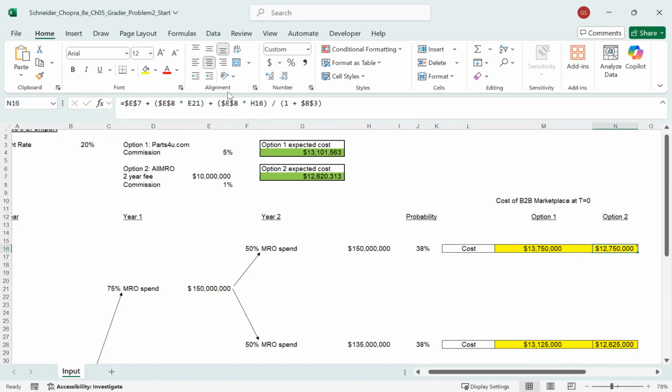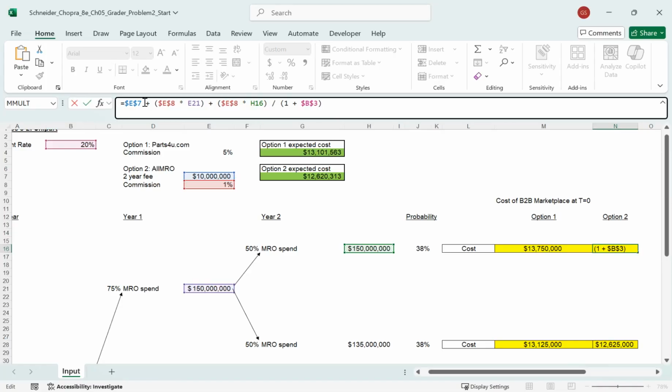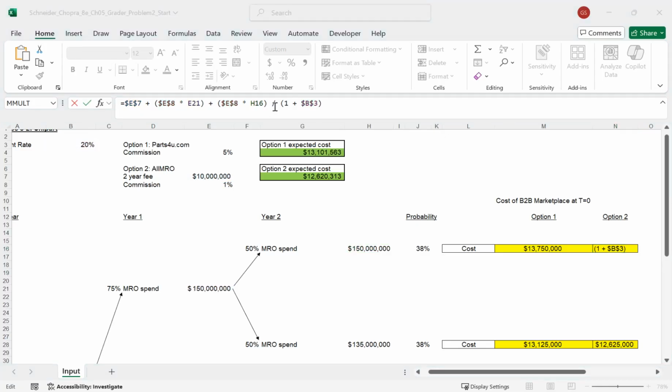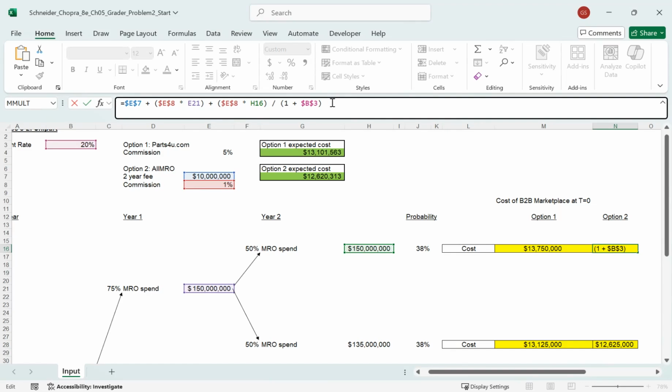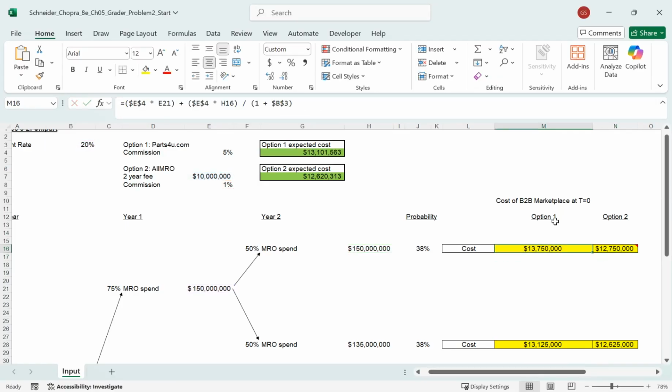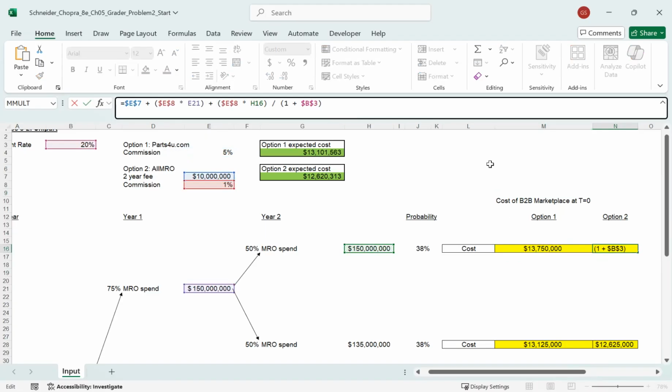And then for option 2, it did the same thing, and then it made sure to add on the $10 million commission fee. So when I used AI, I made sure to double check these formulas and made sure that it was referencing the right cells, which all made sense to me. We're basically multiplying the commission fees depending on option 1 and option 2 by the spending in year 1 and the spending in year 2, and then we're adding on for option 2 this $10 million commission fee.